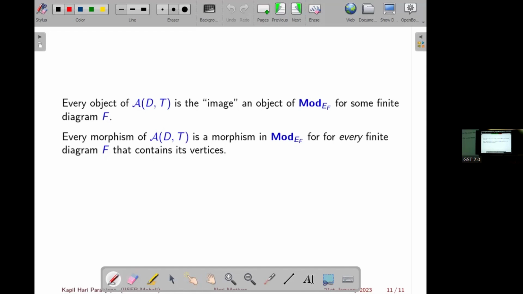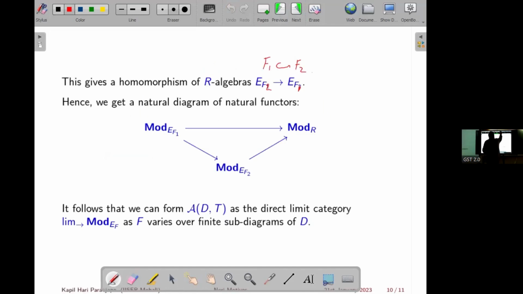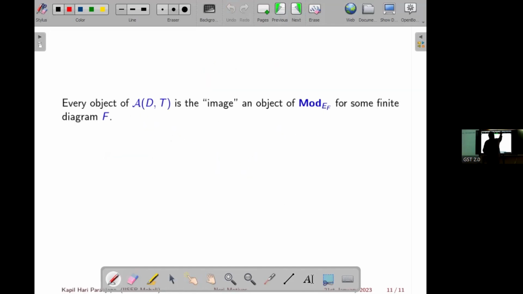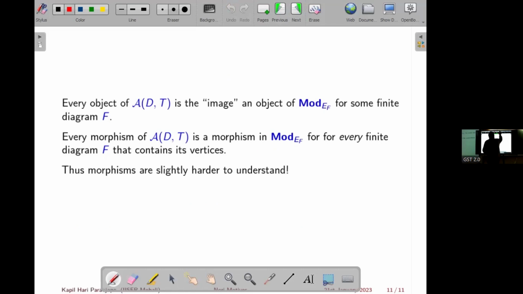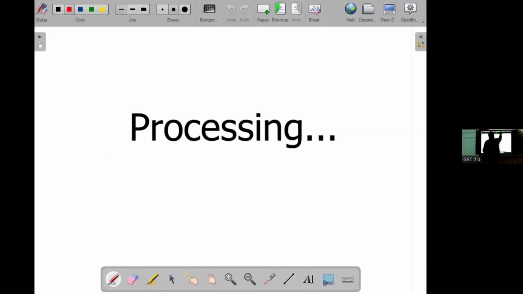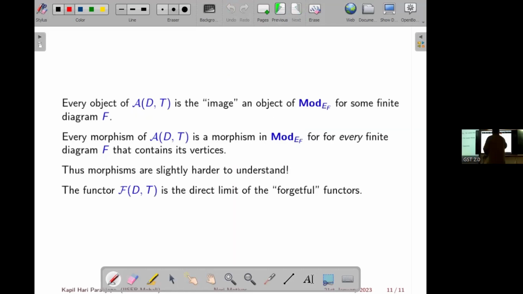Because EF1 goes to EF2, right? Sorry, I got confused again. So you have EF1 goes to EF2. So morphisms are, as usual, going to be slightly harder to understand, and the functor is the direct limit of the forgetful functors. So you just form the direct limit.